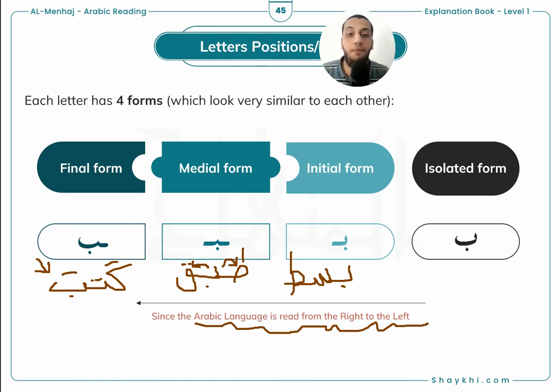This is the end of our introduction today to the connected letters, and this is part 1. In the next episode, inshallah, we will take part 2 of this introduction. If you have any question, just let me know in the comment section below.